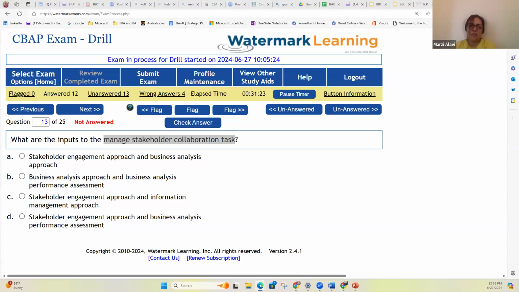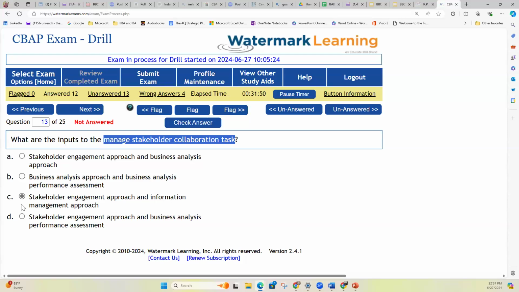C as a cat. Tell me why you like C. I think the stakeholder engagement approach should be in this. So I just compare with A, and I think comparing C and A, C makes more sense. Okay. I've got one vote with good logic.